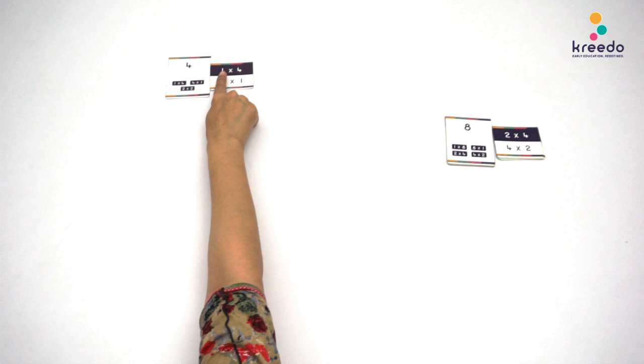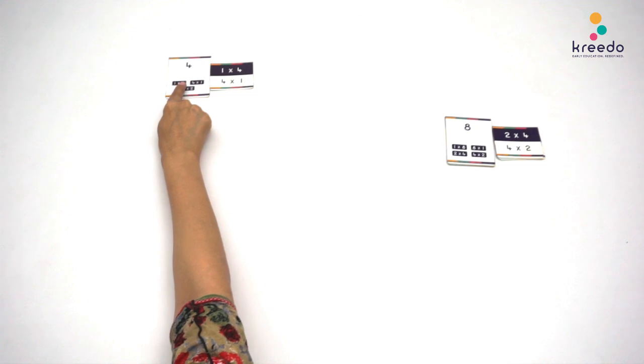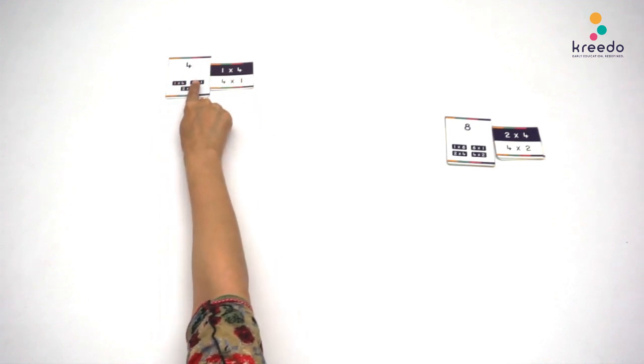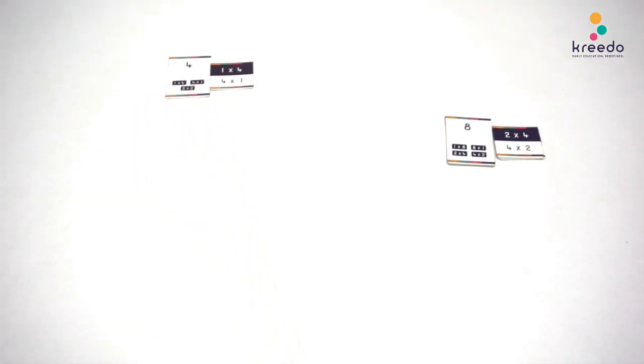Point to the table on the small card, followed by the same on the big card and say 1 into 4, 1 into 4, 4 into 1, 4 into 1 is 4. Pair the next big card and small card in front of the child.